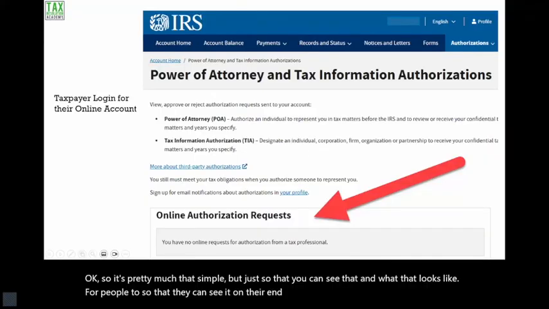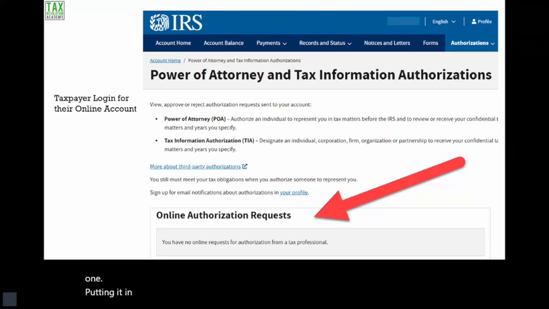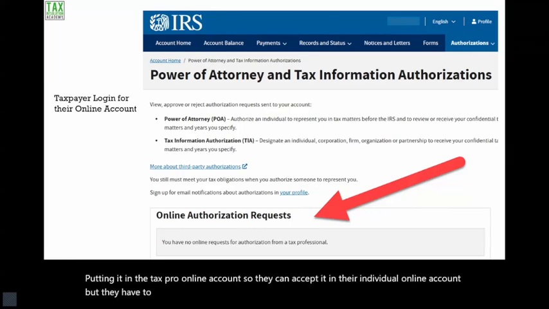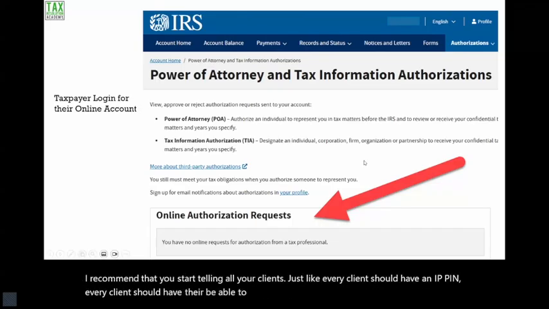And I highly, highly recommend this last one, putting it in the Tax Pro online account so they can accept it in their individual online account, but they have to have their own account access and be able to get in there. If they don't, I recommend that you start telling all your clients, just like every client should have an IP PIN, every client should be able to access their own individual online account.